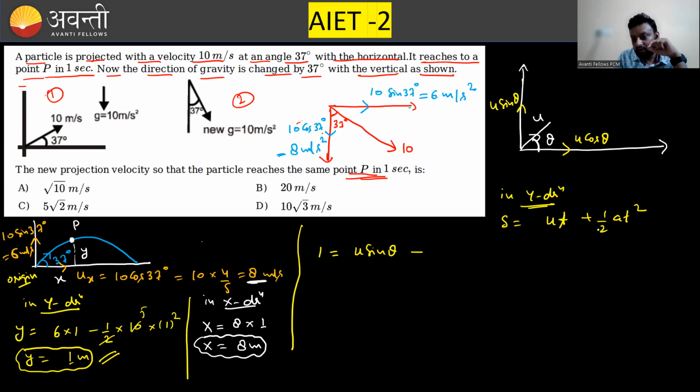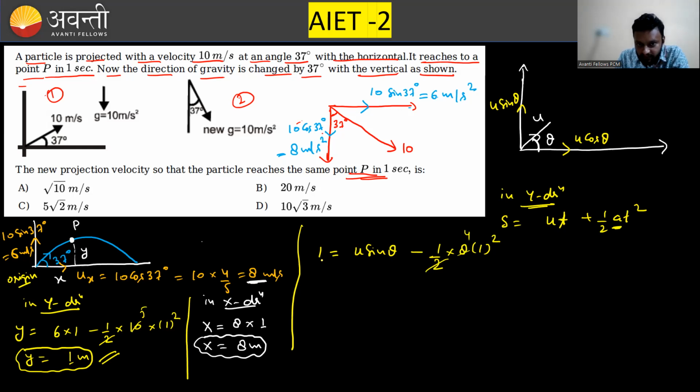Minus. Now half. Acceleration is what? 8 meter per second square downward, into 8 and 1 square. Is this point clear? Why am I choosing minus here? Because this is downward. That's why I am writing the acceleration as minus. And the magnitude of the acceleration due to gravity in the y direction is 8 meter per second square. It's not 10, it's 8, because you have taken the component here. So what you can say here, this is going to be 4.